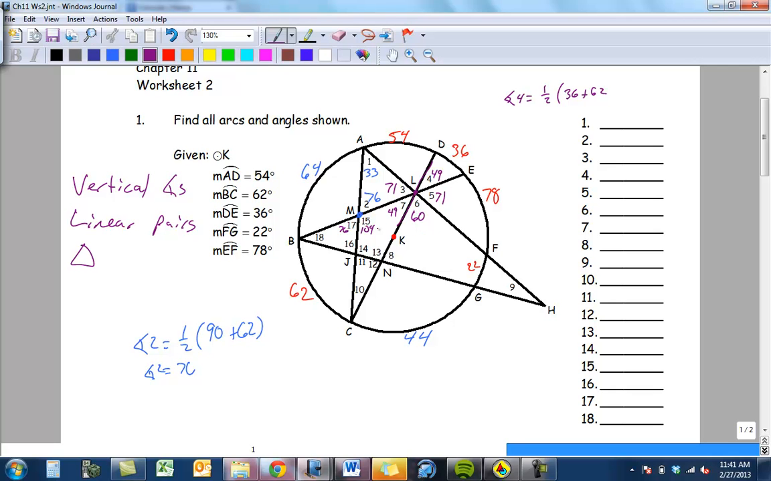Label all of these first, then go ahead and fill this in. All right, so that's your homework. Smith out.